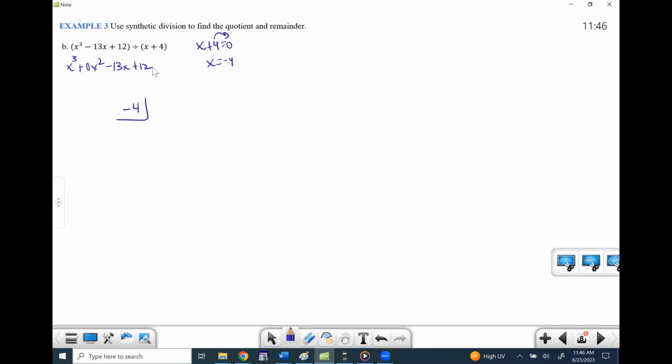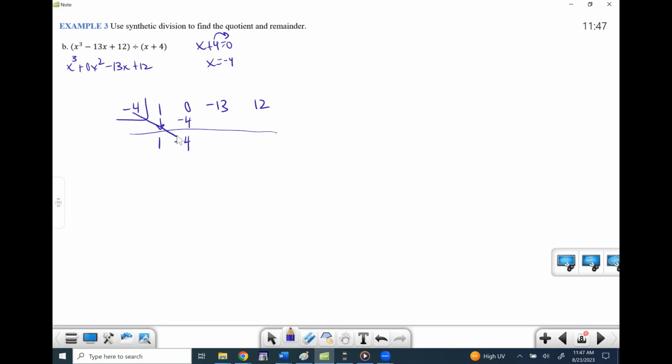So it would be 1 for the x cubed, 0 for the x squared, negative 13 for the linear term, and 12 for the constant. All right. So multiply, add, multiply, add. So we're going to multiply to get negative 4. And we will add downward to get negative 4.